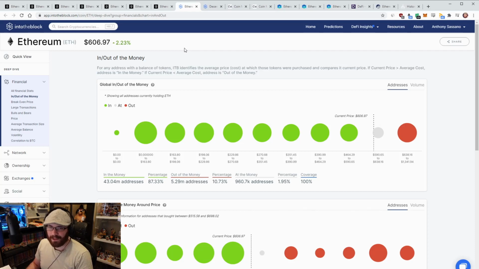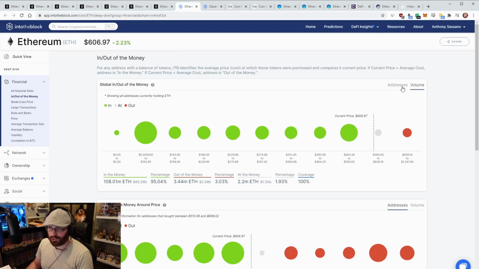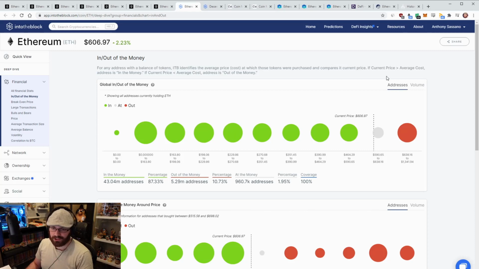So basically, this is my favorite metric for ETH holders by far. What this does is it measures how many people are in or out of the money when holding ETH. And they have this for a bunch of other tokens as well, but obviously I'll just focus on ETH for today. Now, you can see this in terms of the addresses in profit and the volume that's in profit. So let's focus on the addresses.